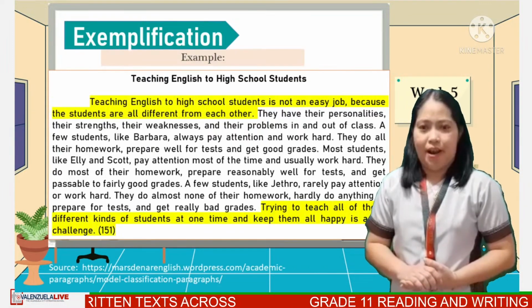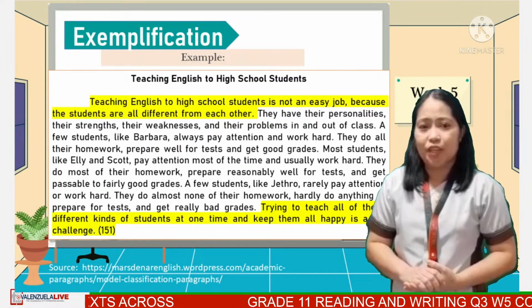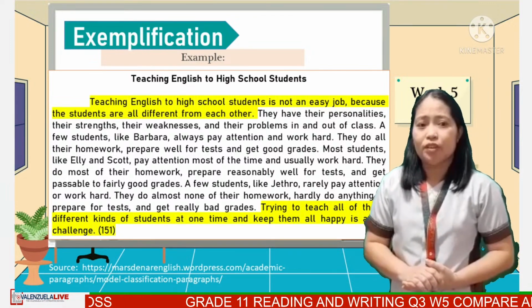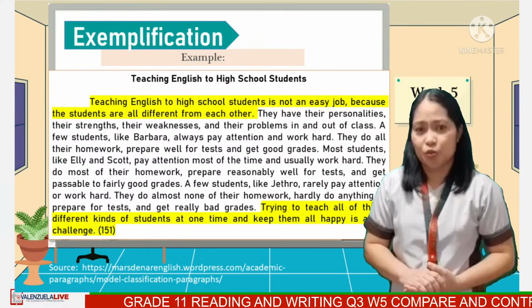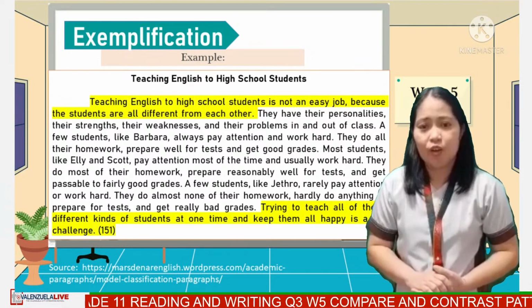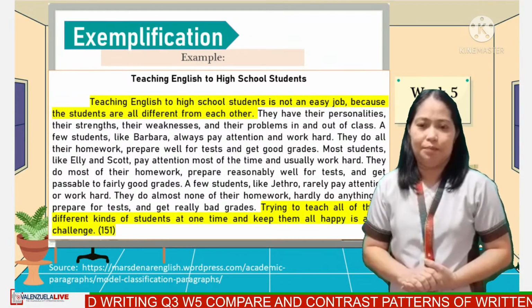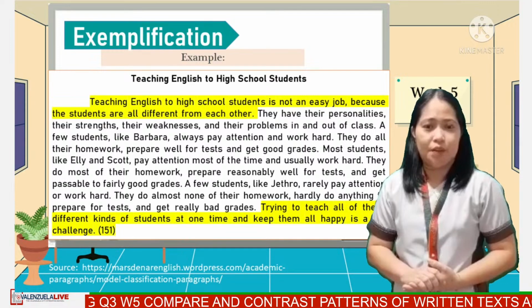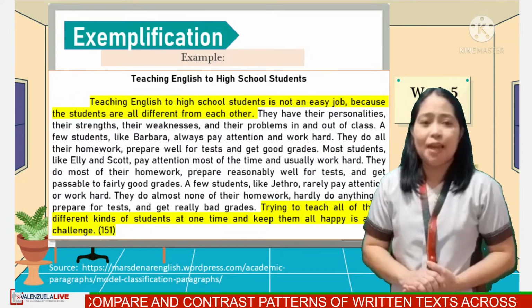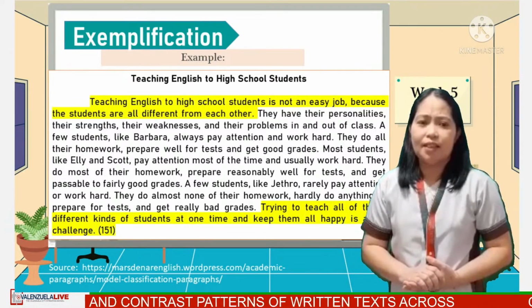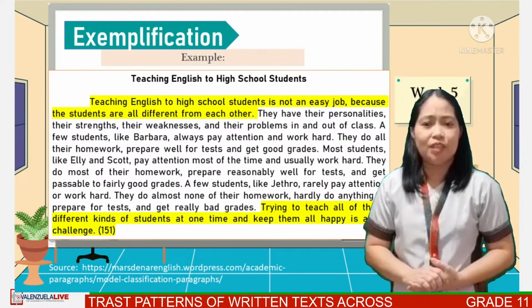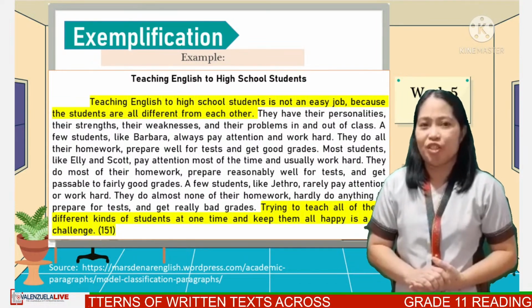In this paragraph, the author starts with a general statement about teaching English to high school students, and then followed by reasons and examples that support the topic sentence. In the last sentence, the writer reiterates the main idea, saying that teaching English to different kinds of students is indeed a very challenging task.